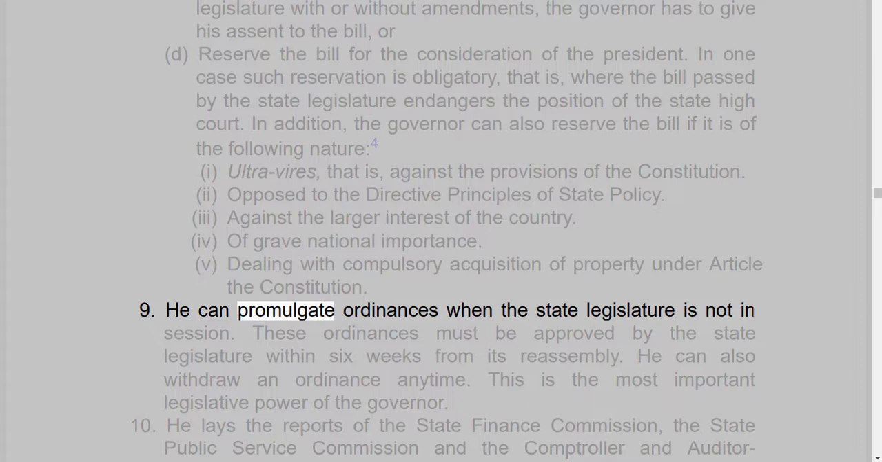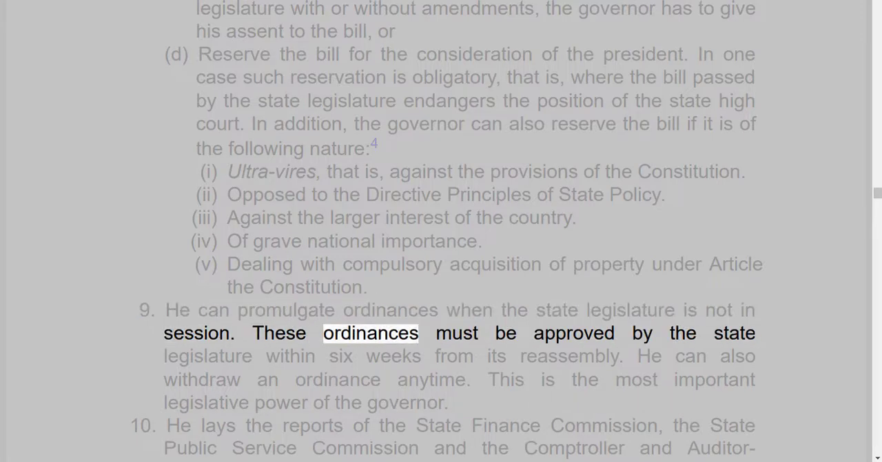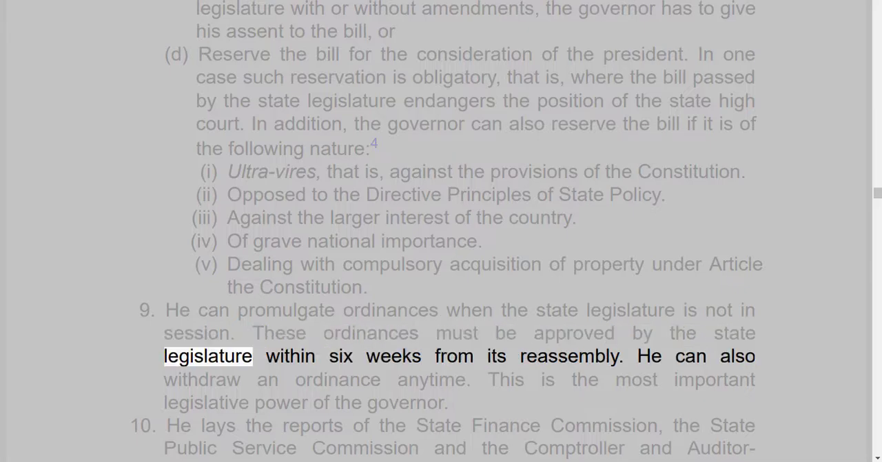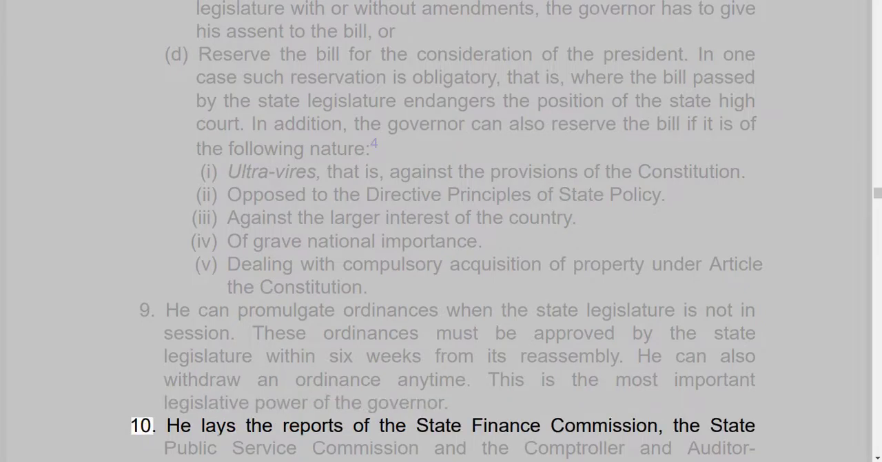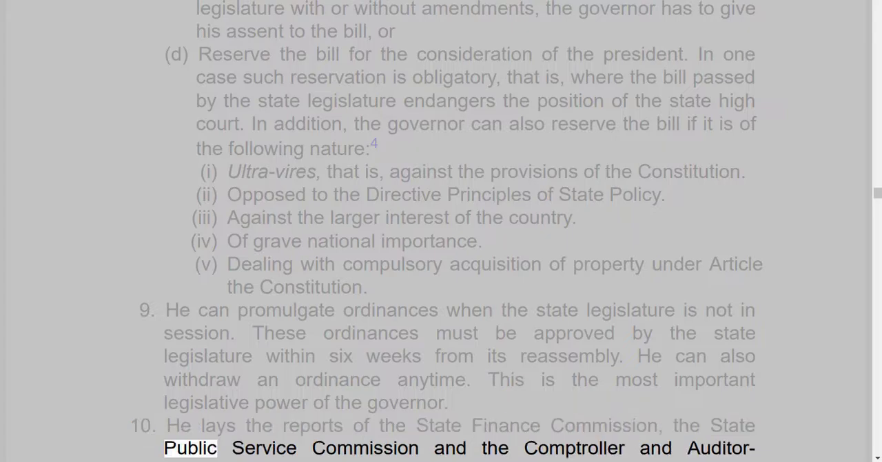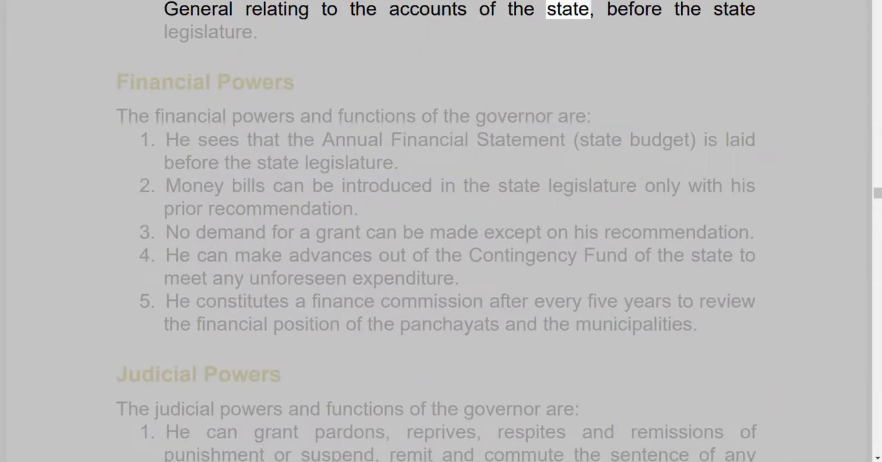9. He can promulgate ordinances when the state legislature is not in session. These ordinances must be approved by the state legislature within 6 weeks from its reassembly. He can also withdraw an ordinance anytime. This is the most important legislative power of the governor. 10. He lays the reports of the State Finance Commission, the State Public Service Commission, and the Comptroller and Auditor General relating to the accounts of the state before the state legislature.